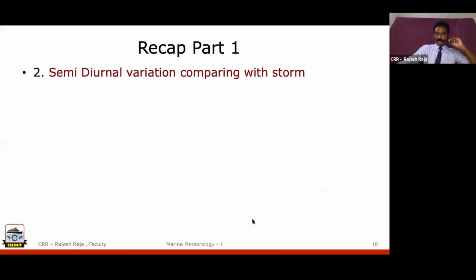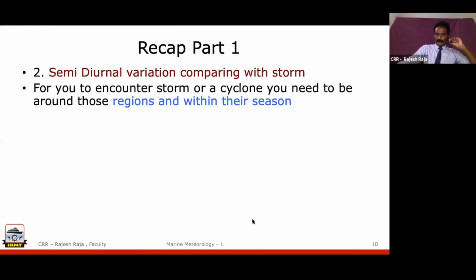Okay, now there was a question regarding semi-diurnal variation of pressure comparing with storm. Even this question came up last week, so I'll just give a quick answer on that. See, for you to encounter a storm or a cyclone, there are a few conditions you need to meet. Let me take up a tropical revolving storm. You need to be in that region as well as within that season. Freak things happen. Sometimes it goes beyond. Again, it's nature, not in our control. But generally, these are the two things you need to take care of.